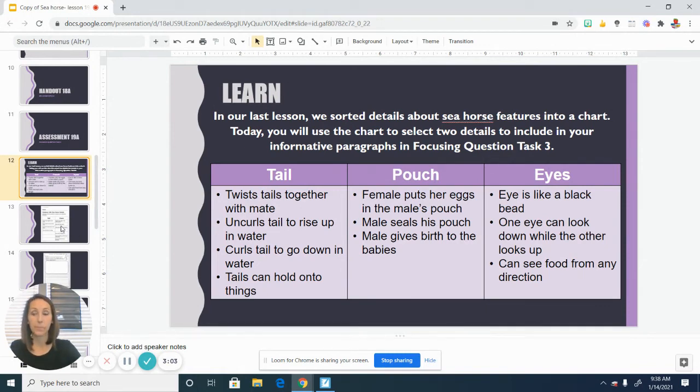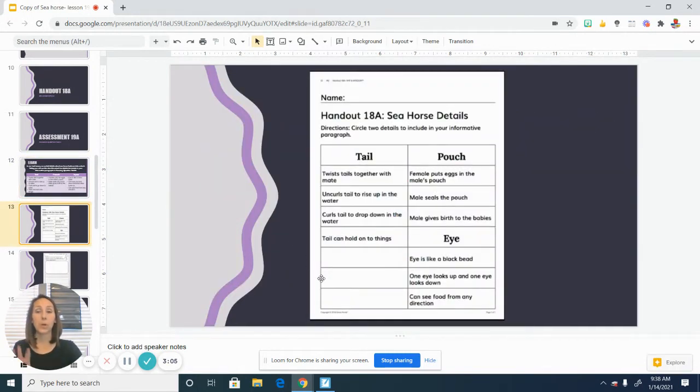Okay, excellent. So the next part is we need to figure out what details we want to include in our paragraph. So if you want to pause for just a moment and grab your Wit and Wisdom Module 2 blue workbook, the one that has the hair on the front of it. And if you open up to handout 18A, this is going to help us find our details. So I'll give you a moment to pause and grab your workbook.